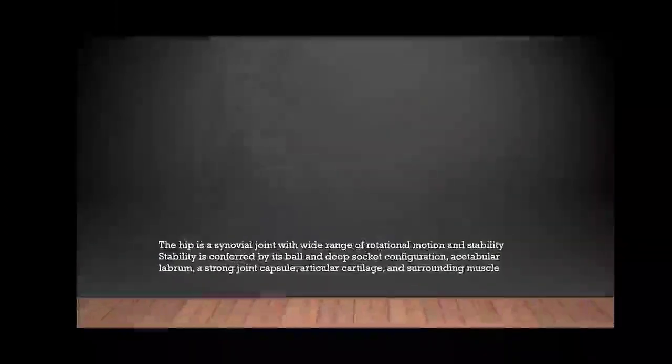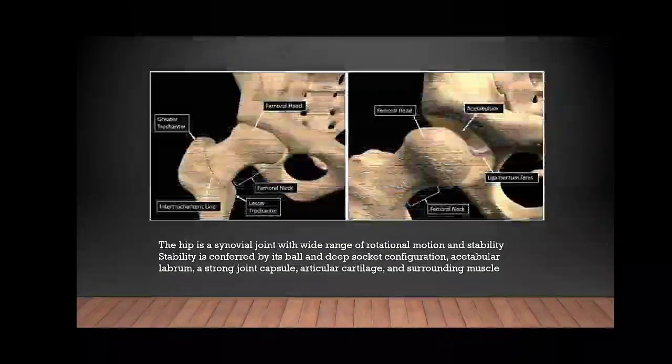Moving further, relevant anatomy of the hip joint. As you can see, the femoral neck, lesser trochanter, greater trochanter, femoral head and the intertrochanteric line. The hip is a synovial joint with a wide range of rotational motion and stability. The stability is conferred by its ball and deep socket configuration, the acetabular labrum, a strong joint capsule, articular cartilage and surrounding muscle.